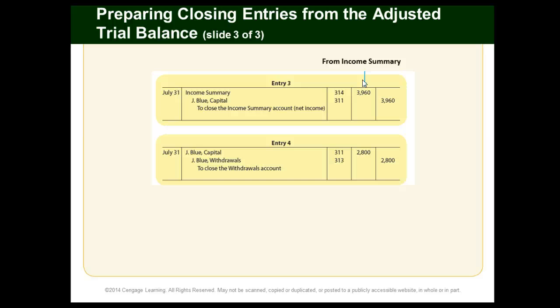And then also, when we have withdrawals, when an owner takes money out of the account, it reduces the capital account. So when we close out our withdrawal account, we zero it out, we're going to offset it to J Blue Capital to reduce our capital account. If you think about it, we take money out of the business, we have a right to do that, but the amount of capital that owner has in the business now goes down some because he took it out. Make sense?